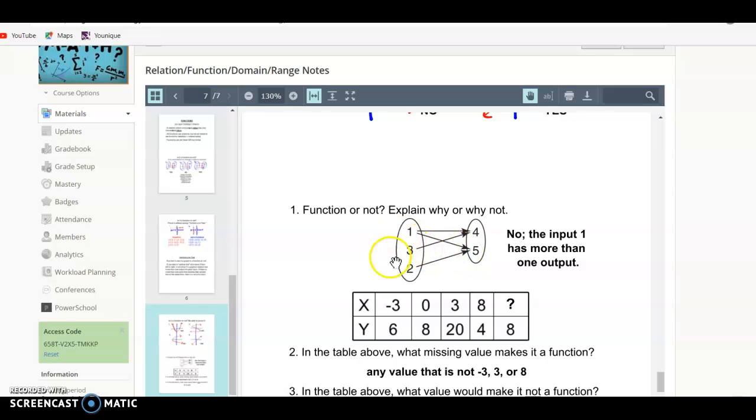Function or not? Why is this one not a function? Well, because 1 goes to 4 and 5. It has more than one output, so it's not a function.